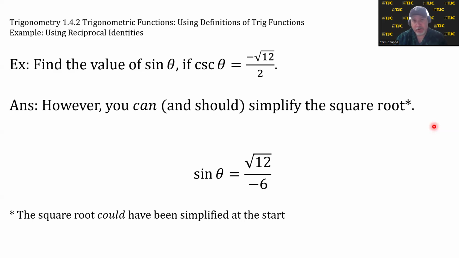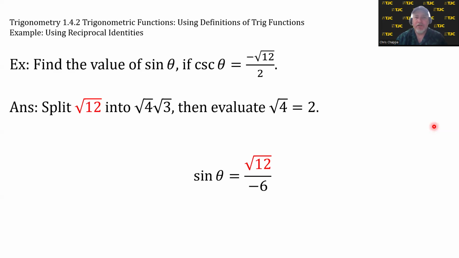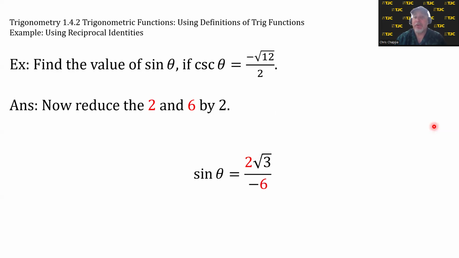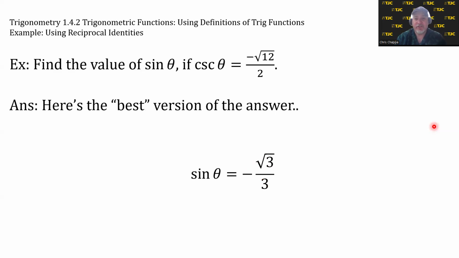This could have been done at the start of the problem. You can simplify it by taking the square root of 12, splitting it into the square root of 4 times the square root of 3, and then evaluate the square root of 4 and replace it with a 2. Notice that this gives us a 2 and a 6 that we can reduce again. Now we can reduce it by 2 to get 1 times the square root of 3 over negative 3, and our best looking answer is negative square root of 3 over 3.